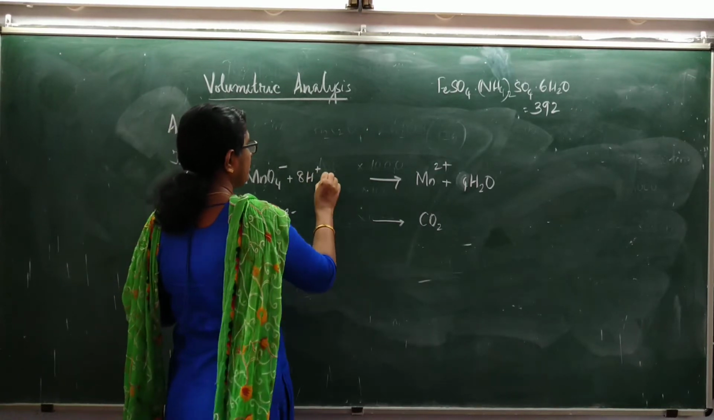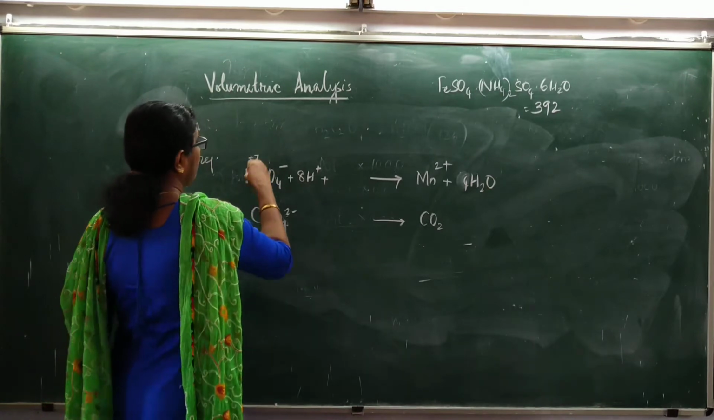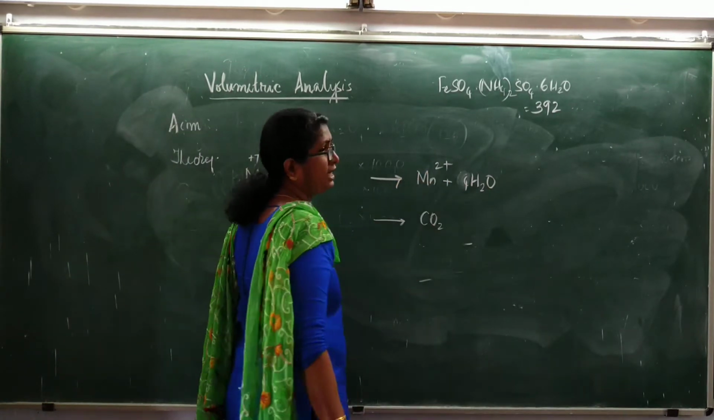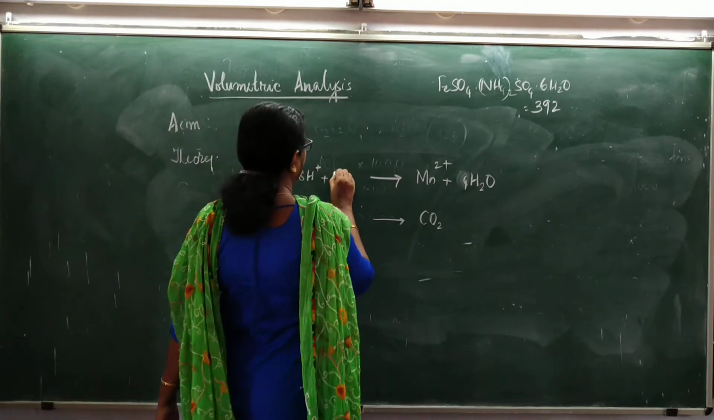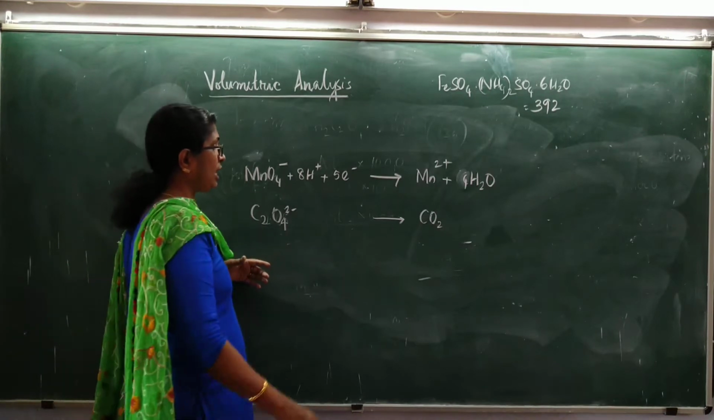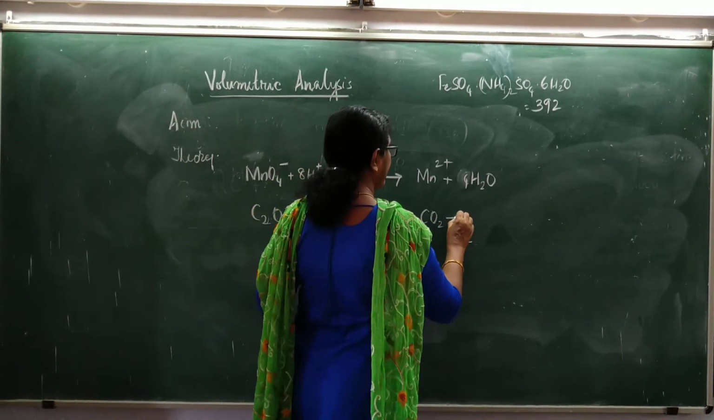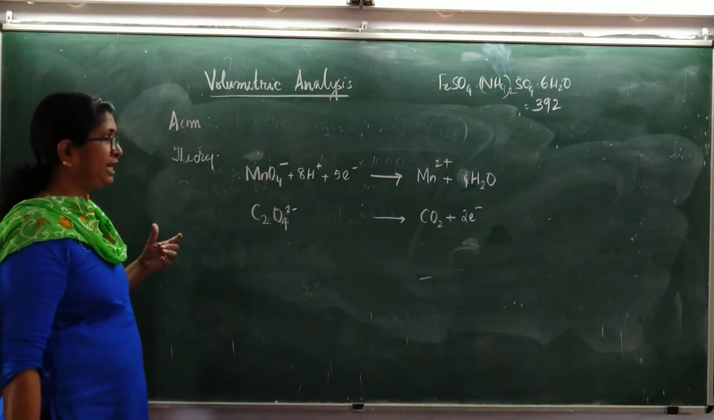Then how many electrons? Yesterday we have calculated. So how much? It is plus 7 here, oxidation state, 2 plus here. So that means 5 electrons you will have to add. So plus 5 electrons here. Now here oxalate ion to carbon dioxide, 2 electrons in excess, that electron is released here. So this is the equation.